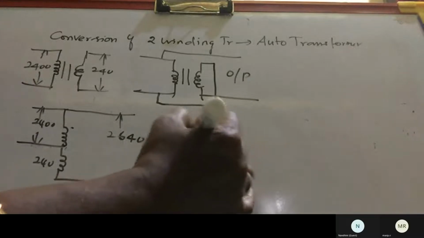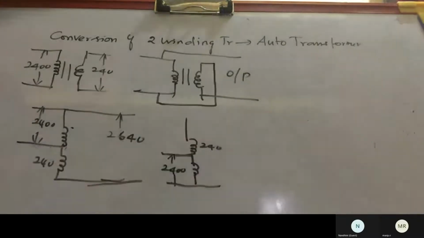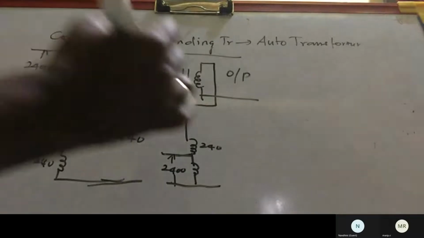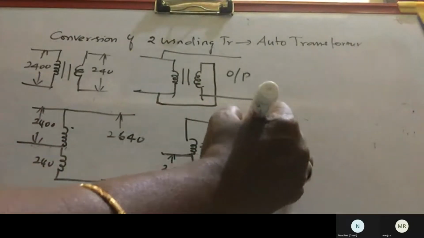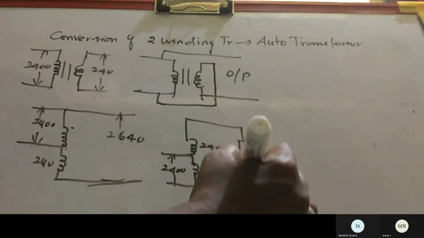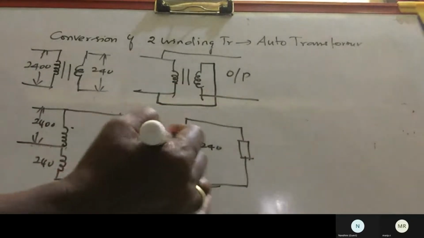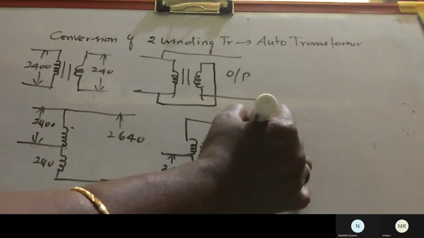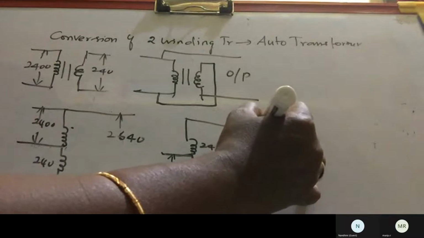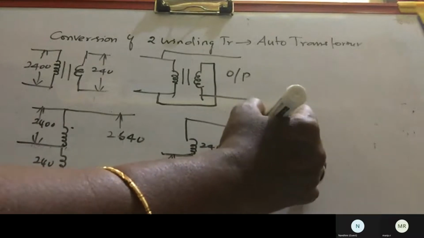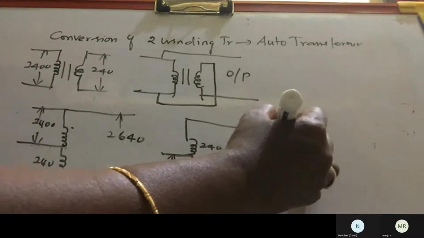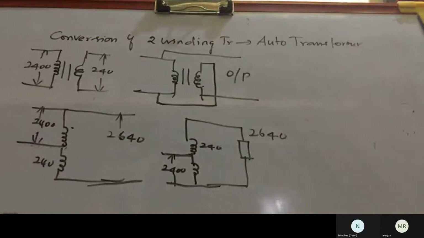Okay, so in the case the secondary voltage will be 240, and that will be connected to the load. Again, the whole winding, that voltage will be added, so we can get a step up transformer, that will be 2640. If it is opposite polarity, that will be subtractive.